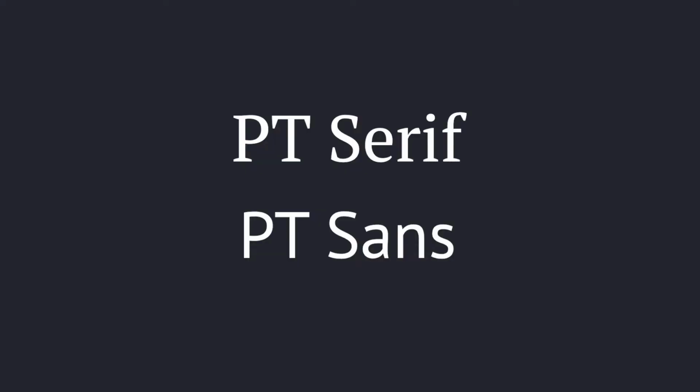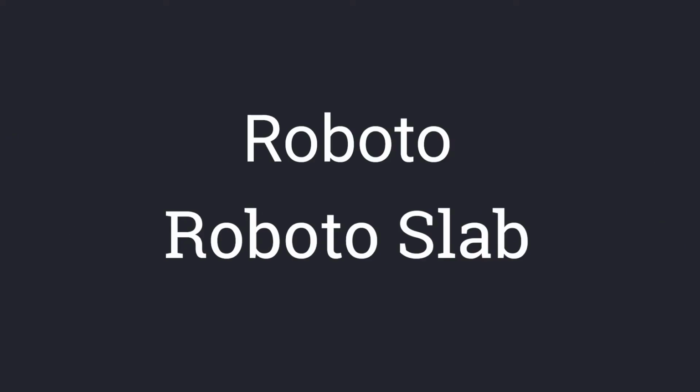Quick win here! Quick win! There are type families that contain a lot of different styles and they fit together. Popular examples are PT Serif and PT Sans, or Roboto and Roboto Slab, or Teaser and Teaser Sans. Merriweather and Merriweather Sans. Adele Sans. There are type families that can work together out of the box because they were designed this way.